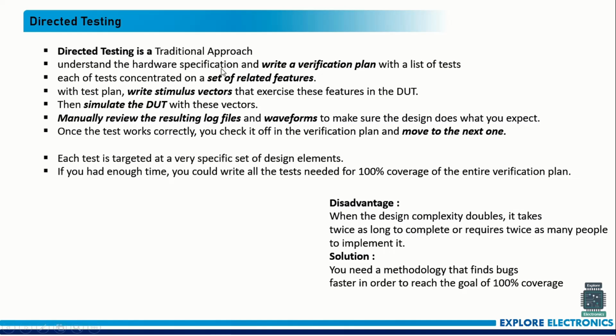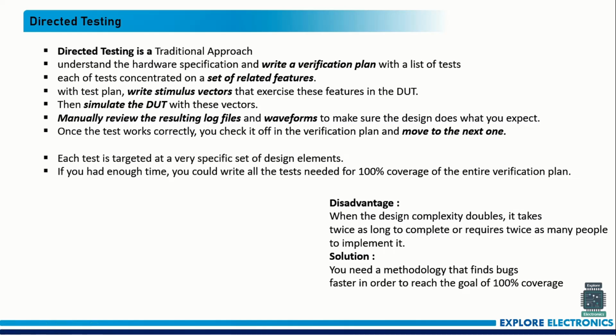So direct testing is writing a verification plan, then setting some features related to the test, and then driving that to the DUT, and the results we check with respect to waveforms and using the log files, right? And once that works properly, then we go for the next test. Here each test is targeted at a specific set of design elements. So I said the mux example again.